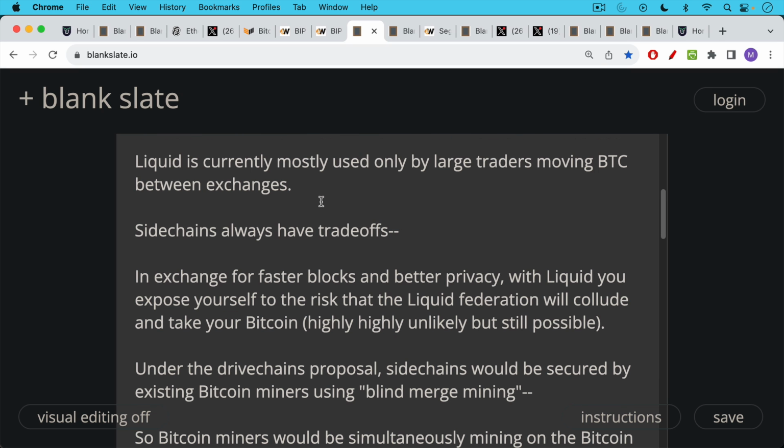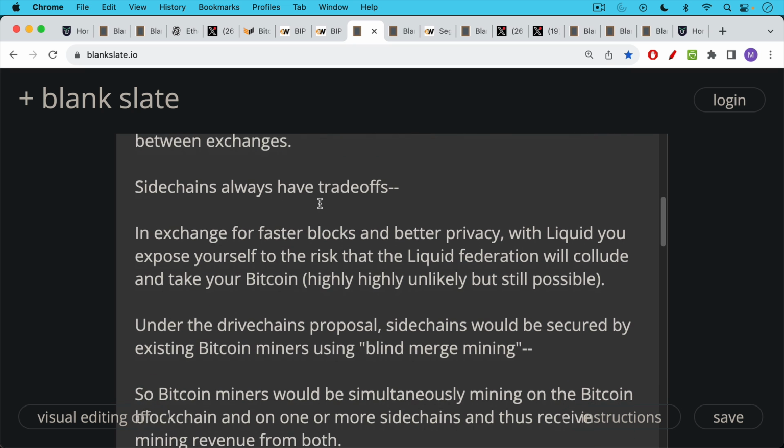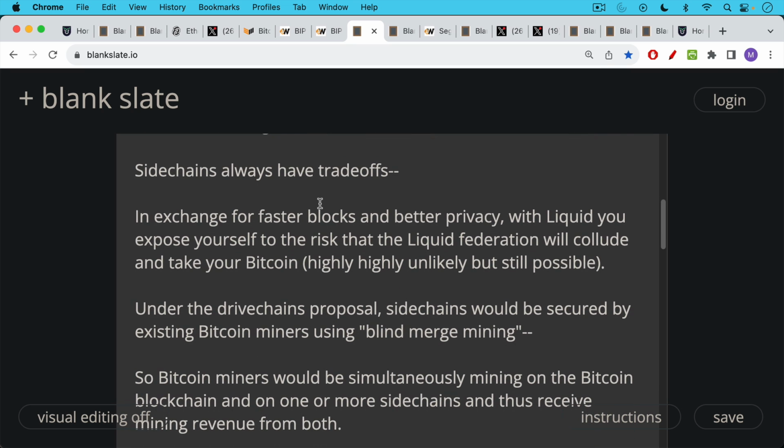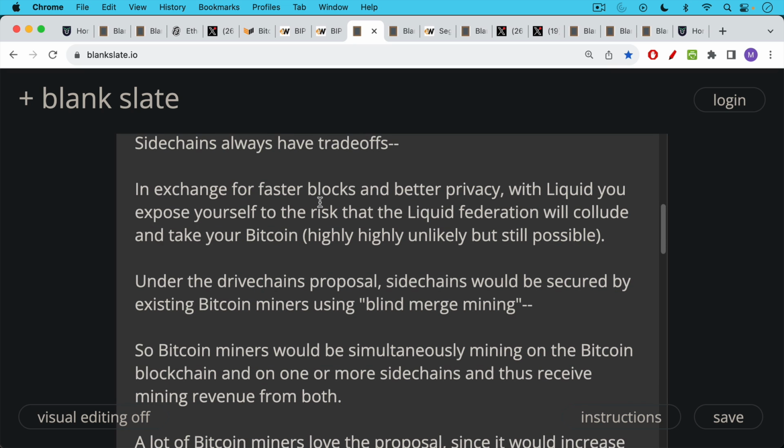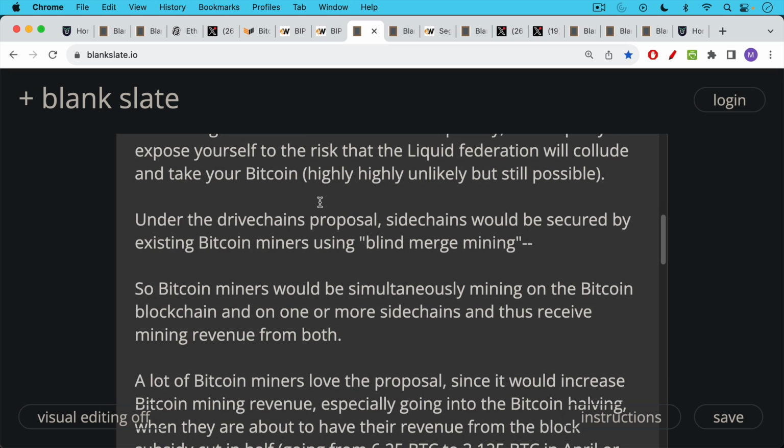Now, under the Drivechains proposal, these new sidechains, and you could create many of them, would be secured by existing Bitcoin miners using what's called blind merge mining. So Bitcoin miners would be simultaneously mining on the Bitcoin blockchain and on one or more sidechains, and thus they'd receive mining revenue from both.